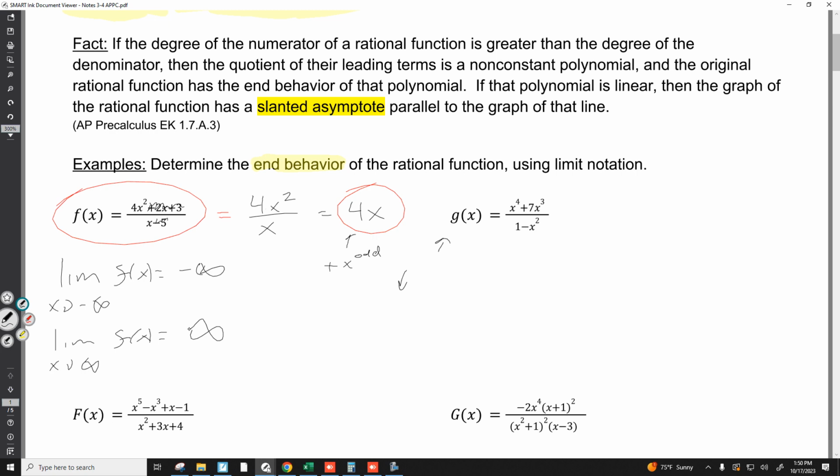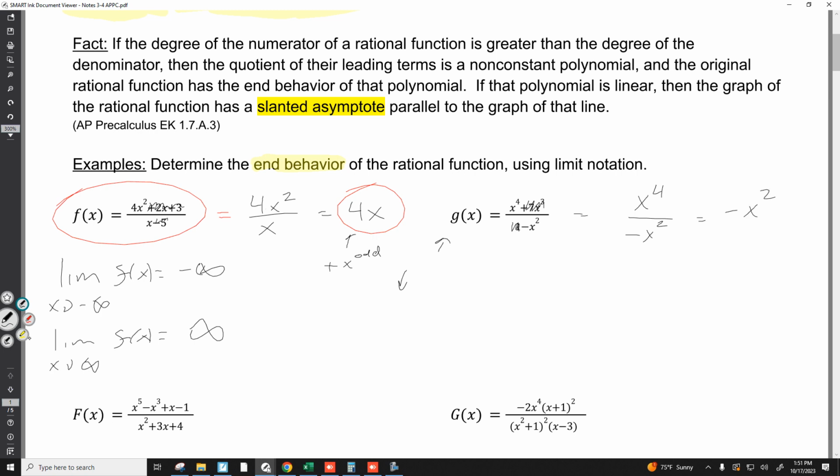Okay, this one. If I were to look at the end behavior, I wouldn't care about the 7x cubed. I wouldn't care about the 1. I would care about the x to the 4th over the negative x squared. Divide those, what do you get? And then tell your neighbors, what's the end behavior? Good. You get negative x squared.